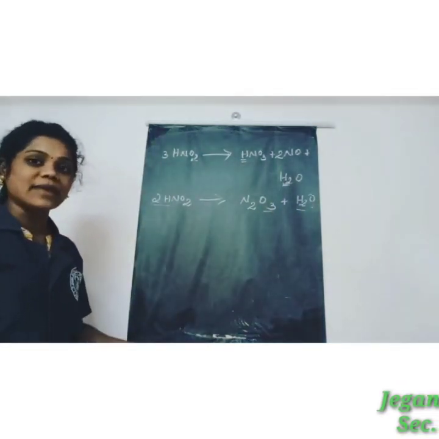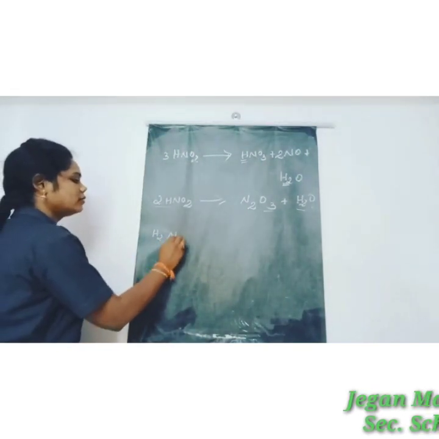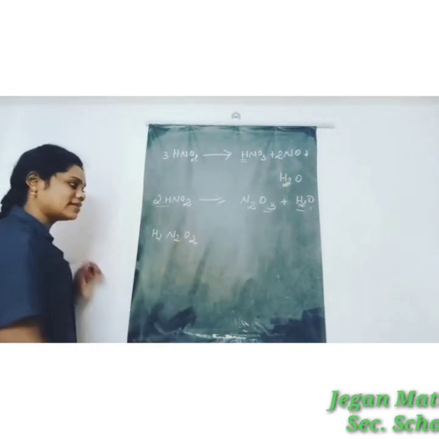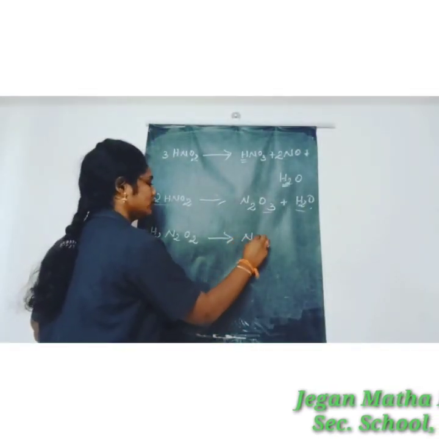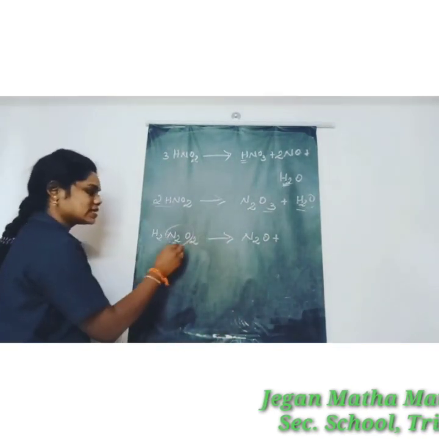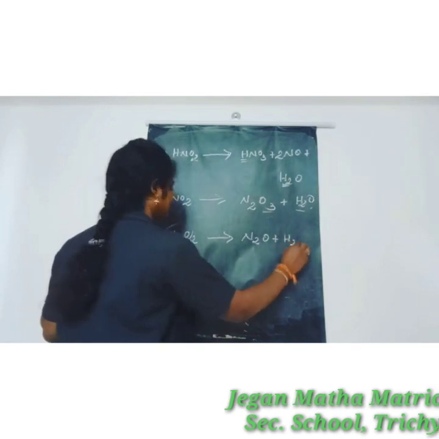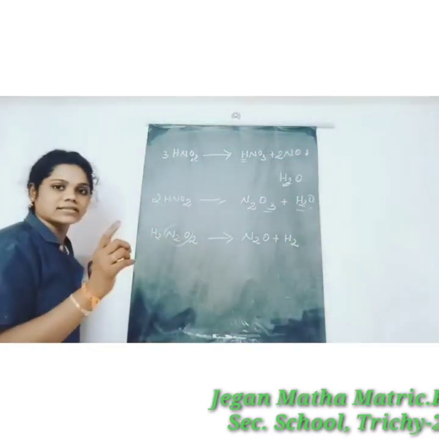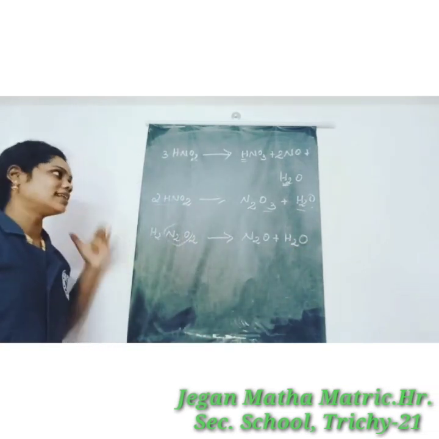And next one, hyponitrous acid is taken, that is H2N2O2. So hyponitrous acid gives N2O. And what is remaining? So N2O is released and what is remaining? Here hydrogen H2 and oxygen, only 1 oxygen is remaining. So water is formed. Okay, so that's all the equations.